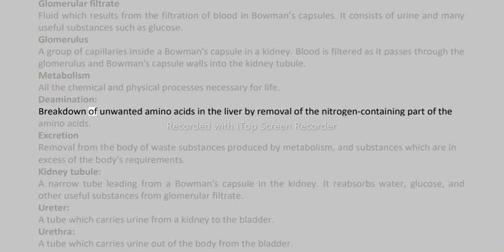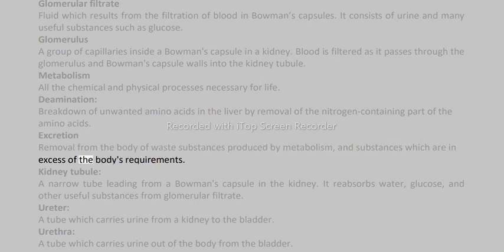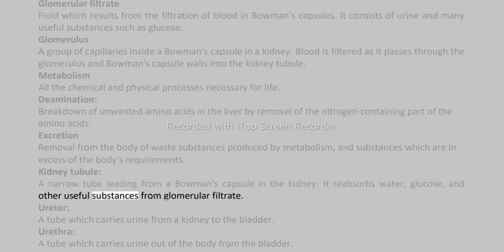Deamination, breakdown of unwanted amino acids in the liver by removal of the nitrogen-containing part of the amino acids. Excretion, removal from the body of waste substances produced by metabolism, and substances which are in excess of the body's requirements. Kidney tubule, a narrow tube leading from a Bowman's capsule in the kidney. It reabsorbs water, glucose, and other useful substances from glomerular filtrate.